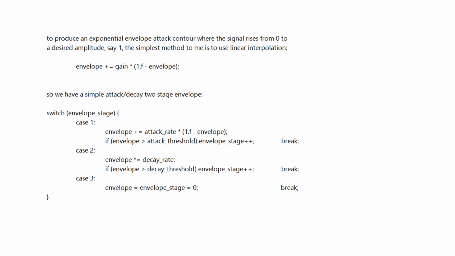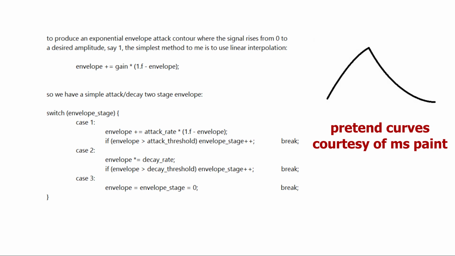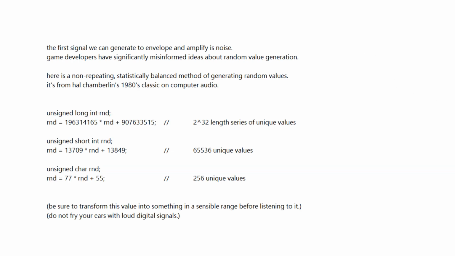To produce an exponential envelope attack contour where the signal rises from 0 to a desired amplitude, say 1, the simplest method to me is to use linear interpolation. So, we have a simple attack/decay, two-stage envelope. The first signal we can generate to envelope and amplify is noise.